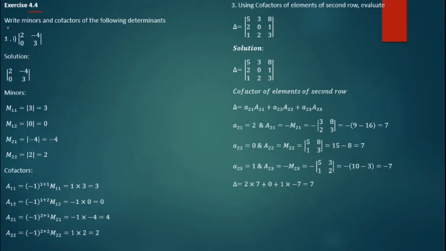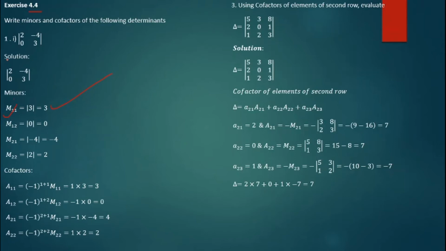Exercise 4.4, write the minors and cofactors of the following determinants. I guess it's quite simple. We'll just go through it. So first problem, first sub question: 2, minus 4, 0, 3. The minor of M11: we delete this row and this column, so 3.